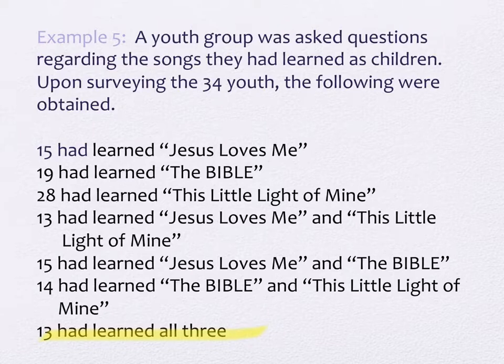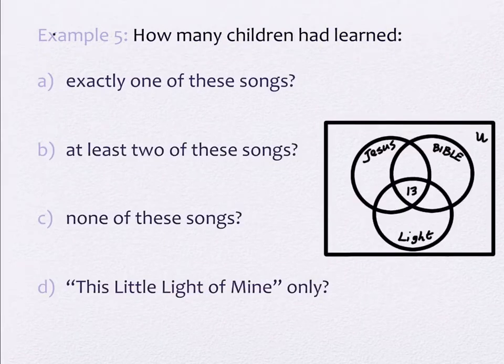Almost all the numbers are unique at this point. The 14 that's right above my 13, okay? This one right here, whoops, I didn't mean that. I meant this. It said 14 had learned the BIBLE and This Little Light of Mine. So the BIBLE and This Little Light of Mine would be this piece right here, right? They've got to add up to 14. So how many more do I need in that portion of my diagram? 1.